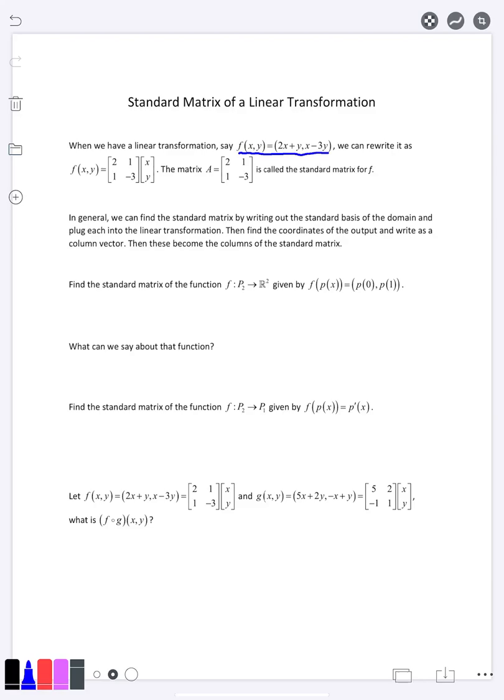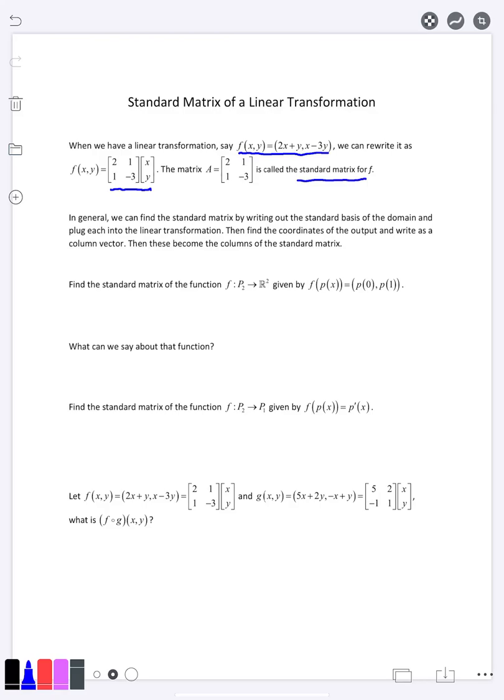However, we can actually rewrite this function as this matrix [2, 1; 1, -3] times an input vector x, y, and you can just double check that if you multiply that vector and that matrix, you get the same output function there. And this matrix here is going to be called the standard matrix for the function. Now, whenever you have a function between R2 and R2, R2 and R3, things like this, you can just write it as a matrix by looking at the coefficients without any problem.